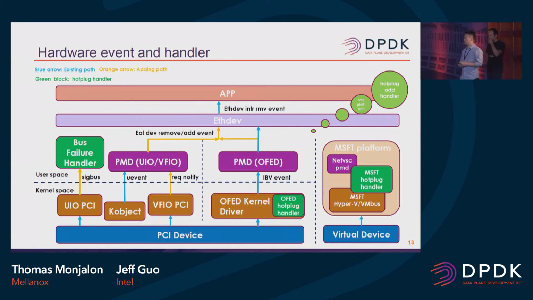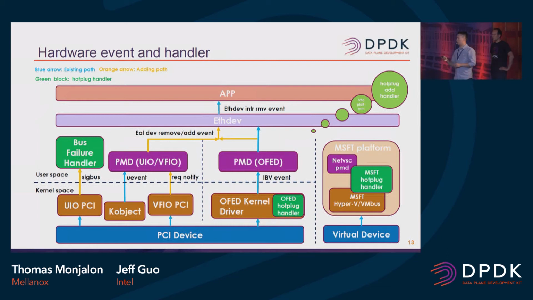the Hotplug process. But for the UIO PCI and VFIO PCI kernel drivers, we can use the uevent in Linux to identify the Hotplug event. Maybe FreeBSD has another event, and we could implement it. So once we identify this event, we need to process it.